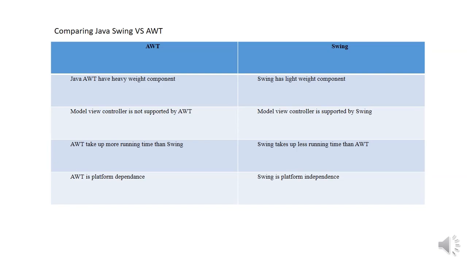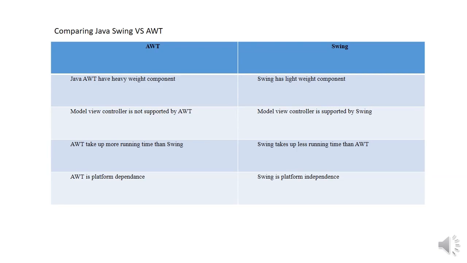Now I'm going to compare the difference between Swing and AWT. AWT components are heavyweight, meaning they are dependent on the native platform components. Swing components are lightweight and are not dependent on native components. They are entirely written in Java and are consistent across different platforms.